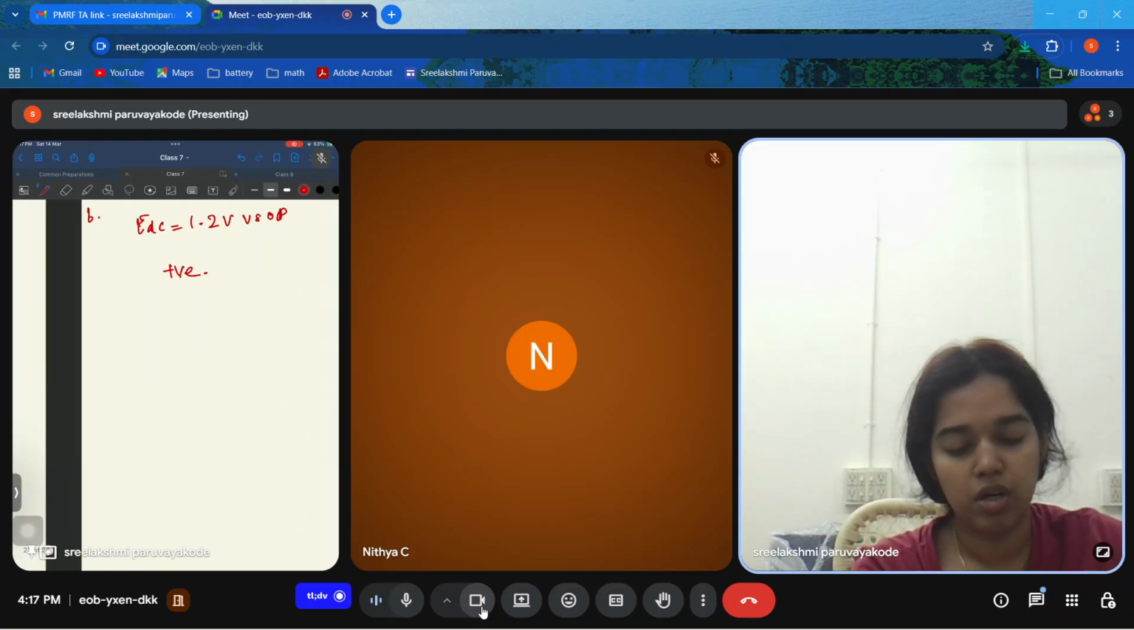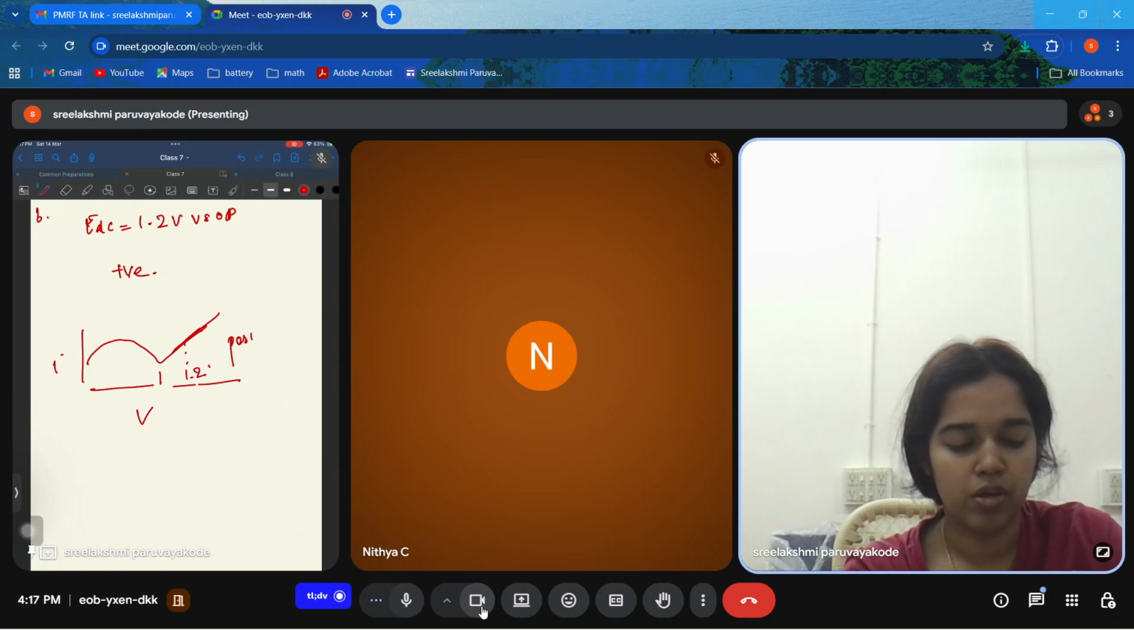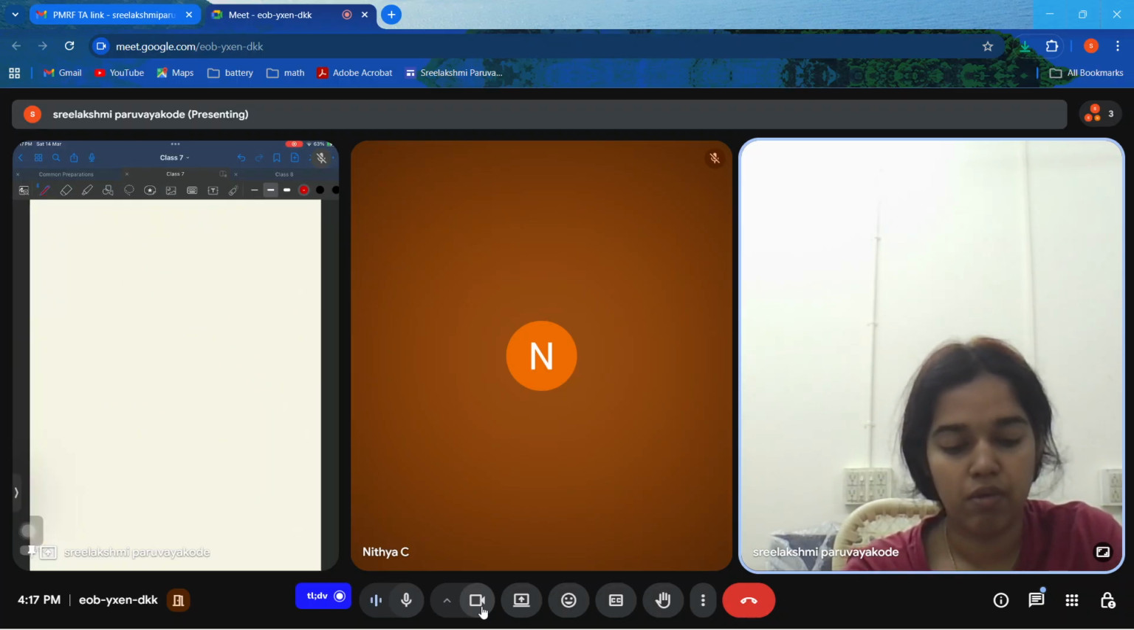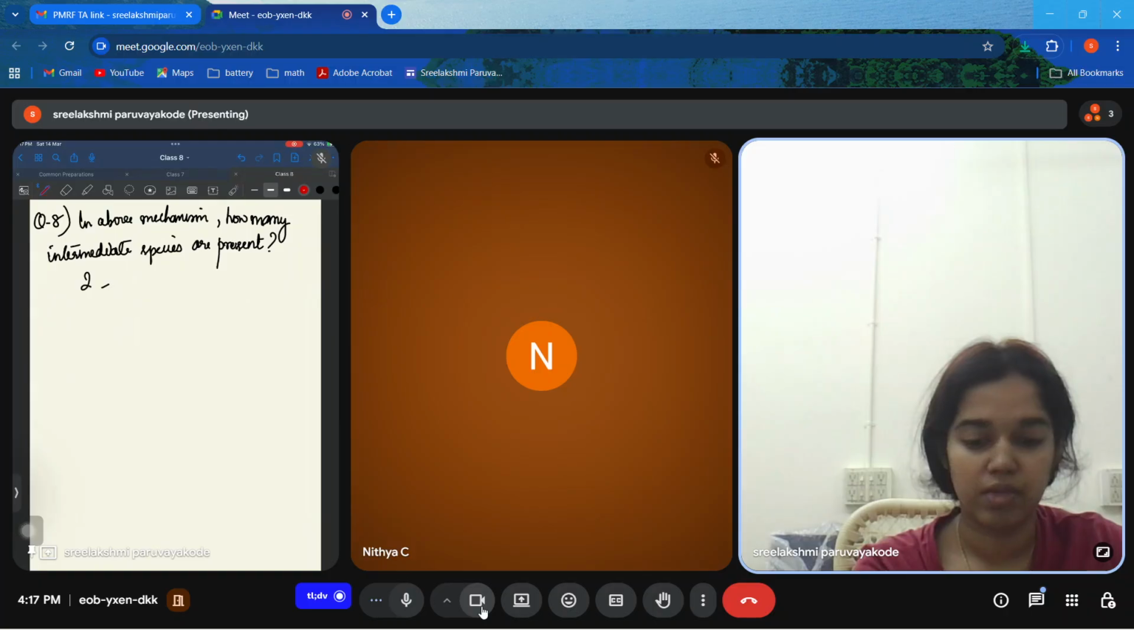Similarly, 1.2 volt is something like this. This is 1 and 1.2 volt comes somewhere here. You know it is a positive slope for I versus V. So positive slope, this means the value will be positive. Yeah, we stopped it over here. That's why in this class I discussed questions 7, 8 and 9. Is this clear till this? If you have any doubt, you can let me know.